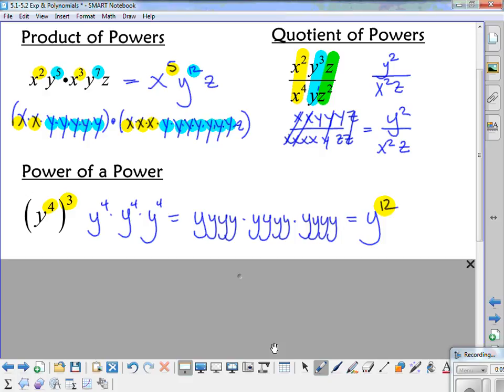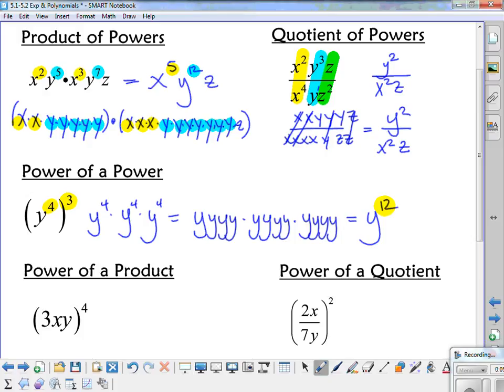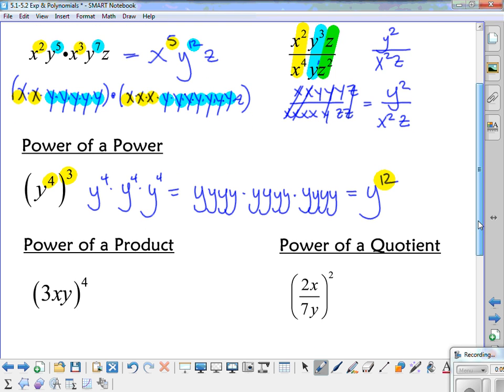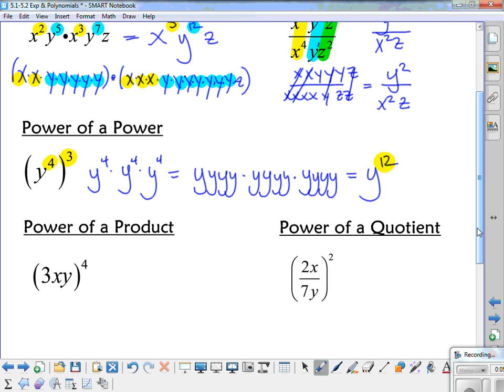That's an individual choice. Some of you might need to write them out. Some of you will be comfortable with the rules. It's just whatever works for you. Okay? I'm not expecting you to write them out. You don't have to write them out. I'm just showing you so you know where the rule comes from. Okay. All right. So next up we've got the power of a product.